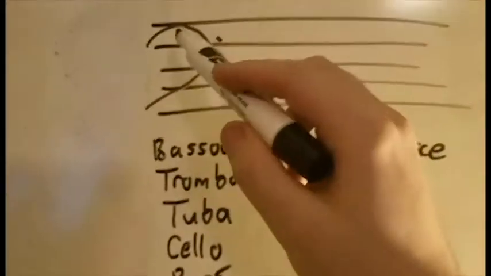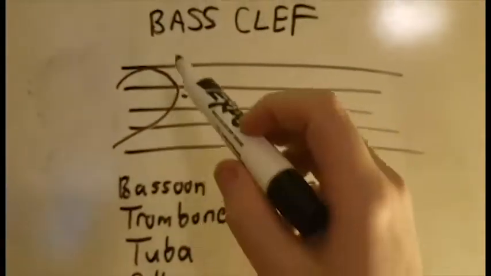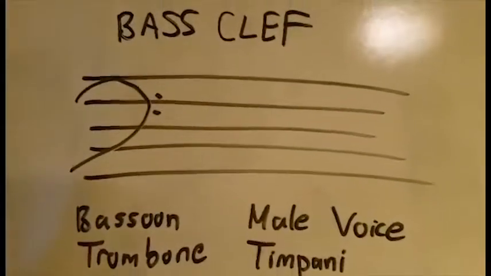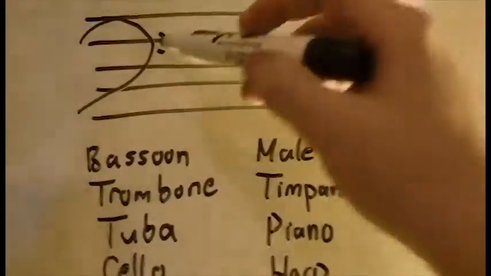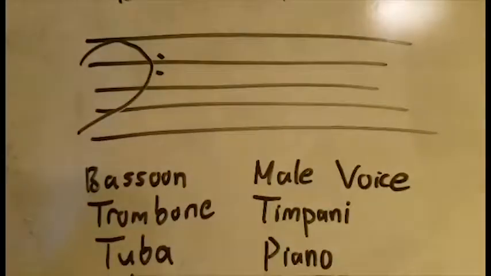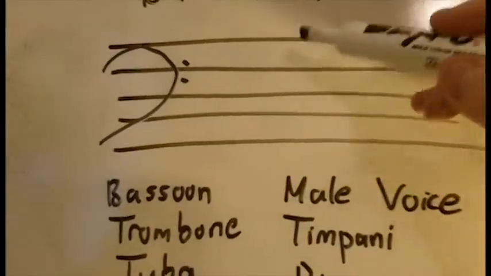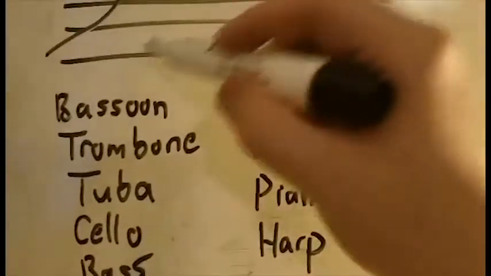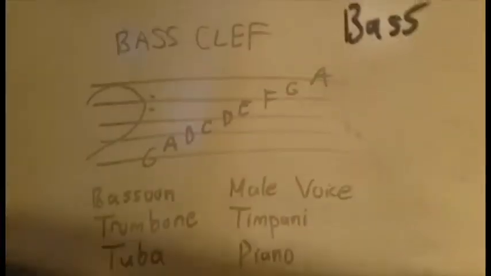And just like the treble clef, the bass clef also has another name, well, a generic name. It's known as an F clef. And it's called an F clef because these two dots show you where F is going to be. So F is here. So now I'm going to notate the staff with the notes.